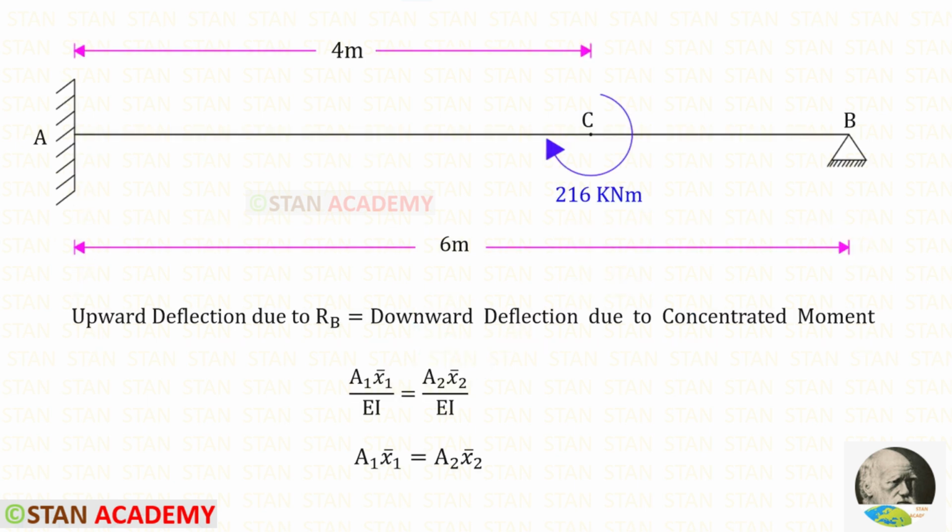We know that the upward deflection due to RB will be equal to the downward deflection due to the concentrated moment. In this case, we can use this expression, then we can eliminate EI. Finally, we will get this.